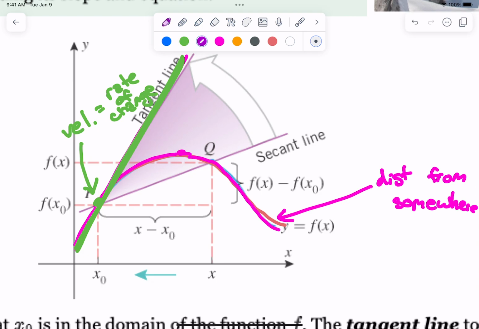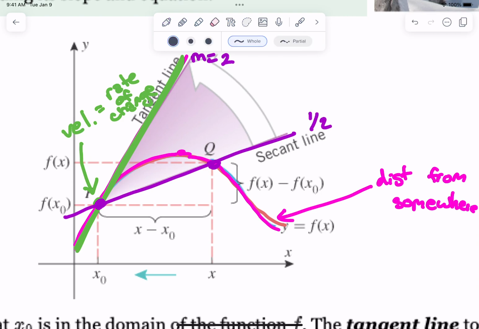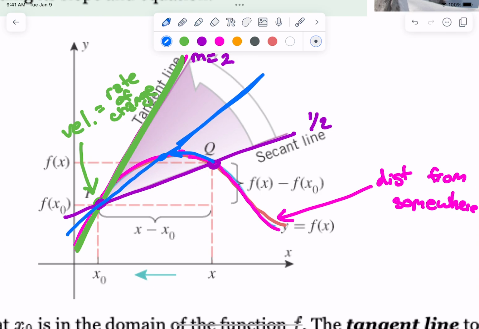You remember way back when we started limits, I said, instead of doing the slope with just this one point, let's do the slope between those two points, right? Let's say the actual slope is 2, but here I get a slope of 1/2. My slopes aren't quite the same, so I'm going to move this point a little bit closer and find the slope between those two points.